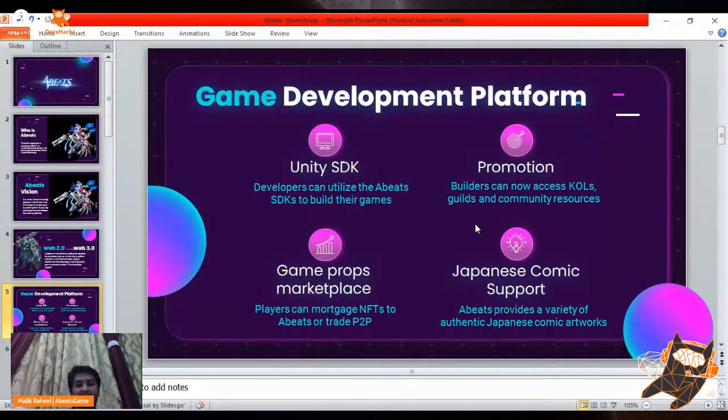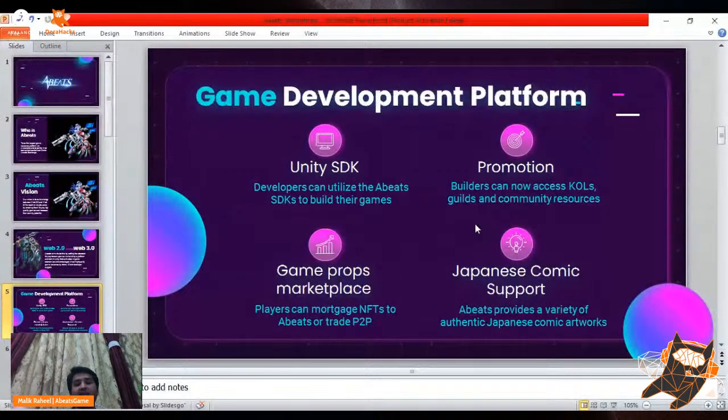What will the other game developers get? Other game developers will be able to access our resources in Unity SDKs. This means they will be able to access our already built game assets, our KOLs and promotion abilities. We have a 200K member community in our Discord, Telegram, and Twitter. Our partners will be able to access these communities and gamer guilds so that they can reach their goals more quickly.